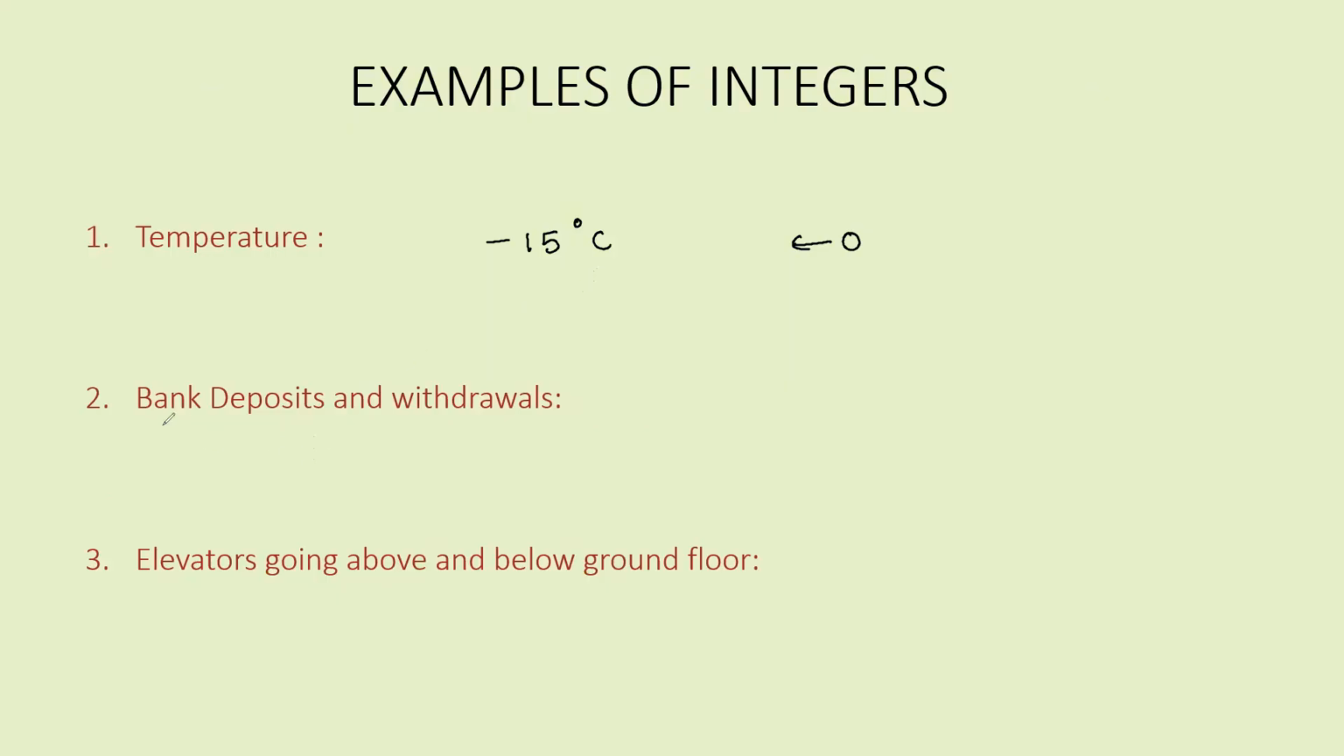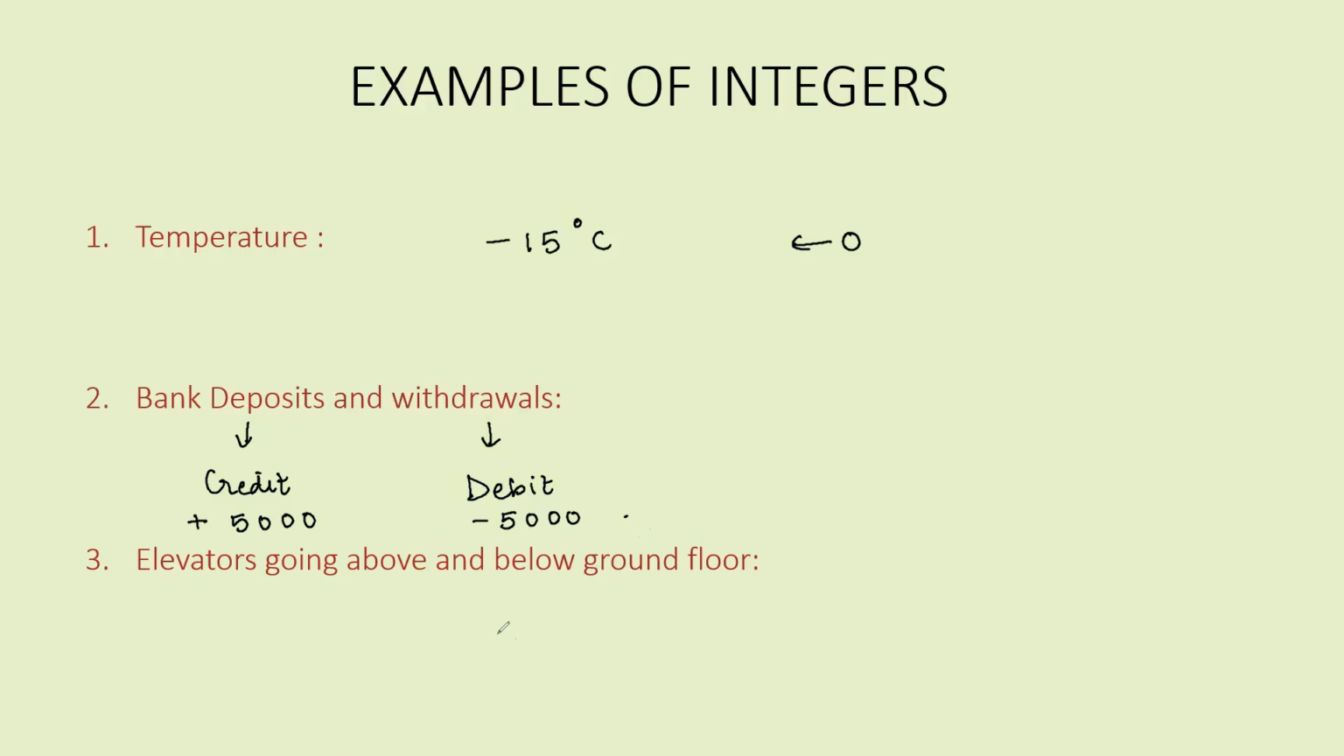Now, the second example is bank deposits and withdrawals. We know that deposits are credit and withdrawals are debit. So whenever we add money to our bank, it says plus, say 5,000 rupees we have deposited. So plus 5,000 has been credited in the bank account. Whereas if we say that 5,000 has been taken out from the bank, we say -5,000, which means 5,000 has been debited from the bank account.